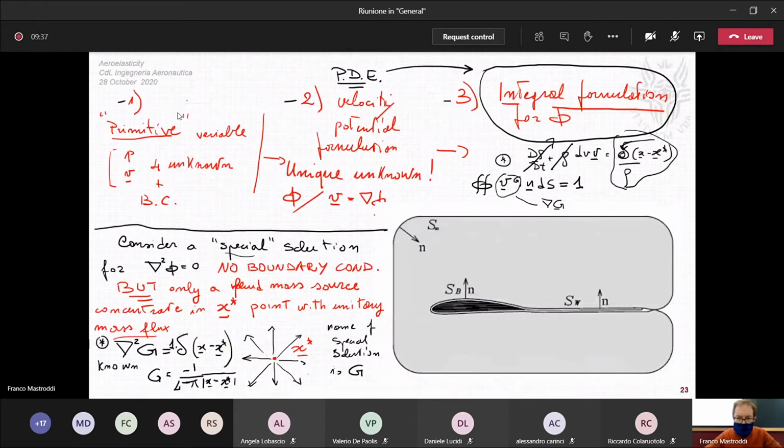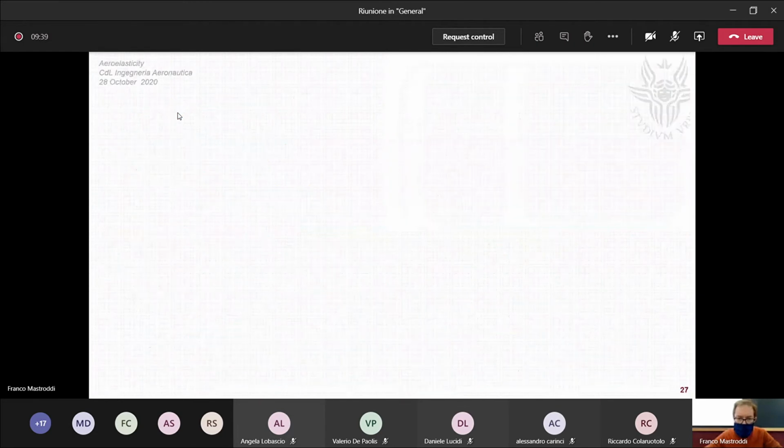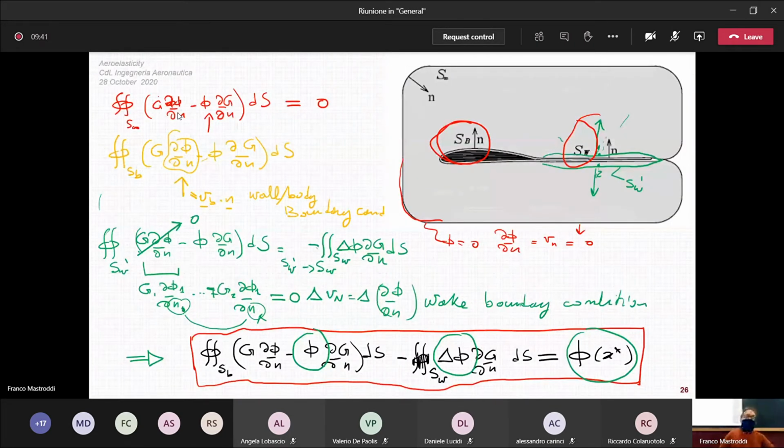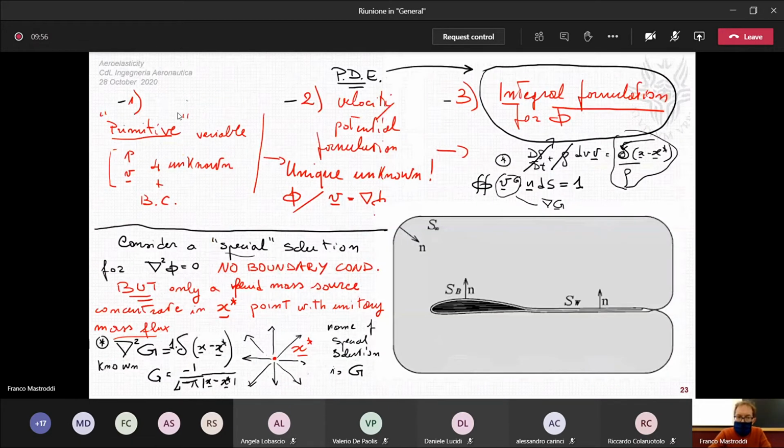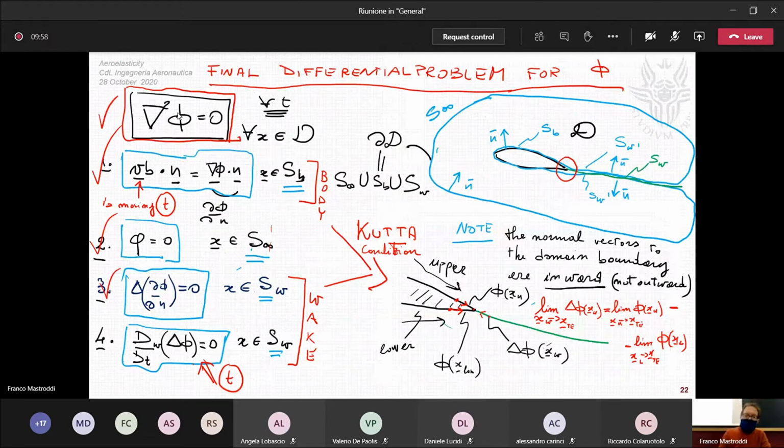I remind you that we have shared the notes on this part and on the thermodynamics. Essentially, we considered the differential equation scheme for a steady flow like this.